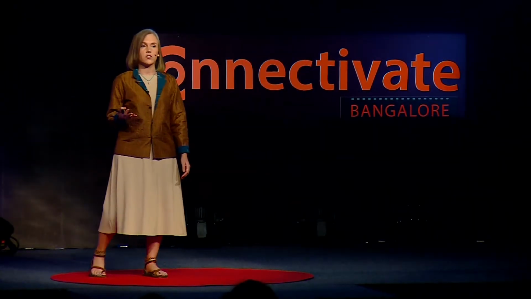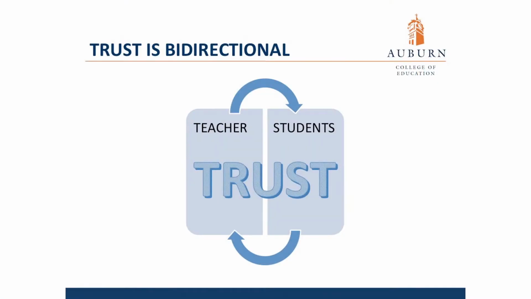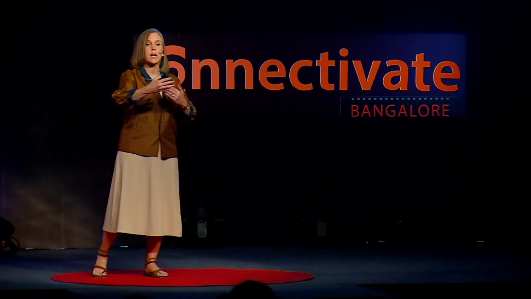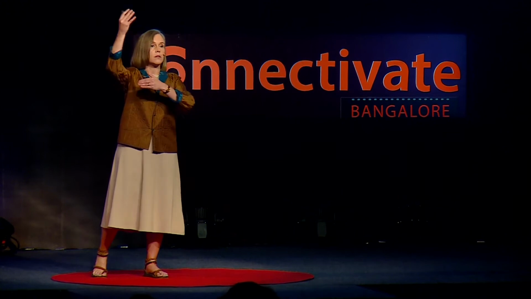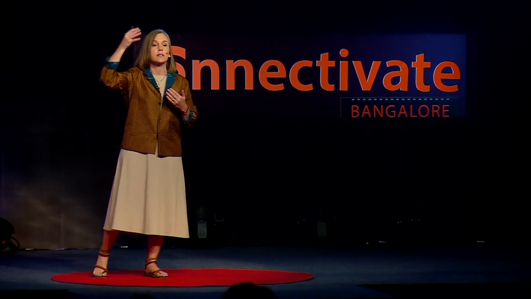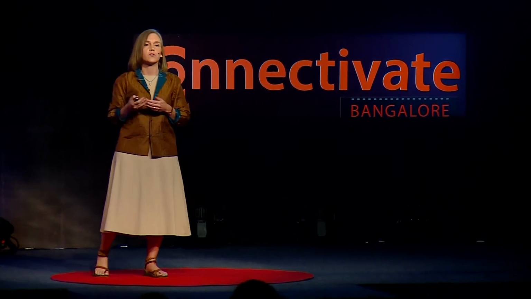Trust is bidirectional. That means that if I trust you, you're more likely to trust me. And as you trust me, I'm more likely to trust you. And it can spiral upward. It can build to deeper and deeper, higher and higher levels of trust.